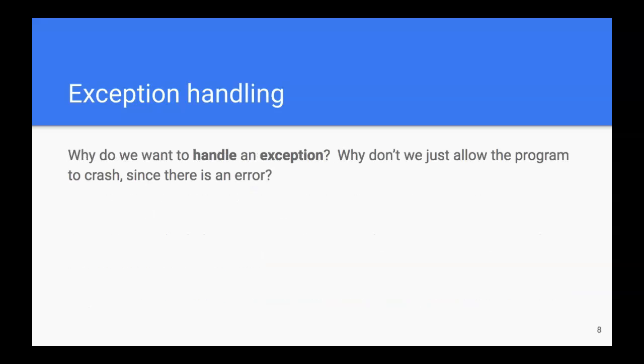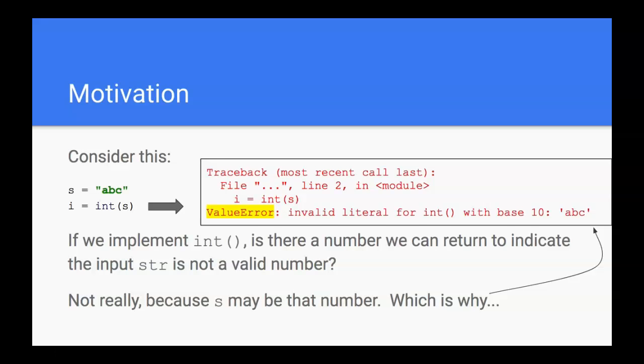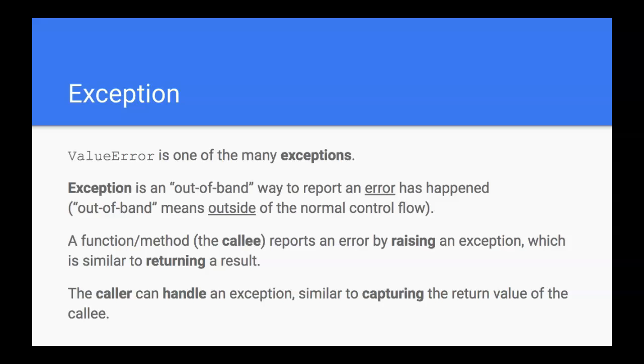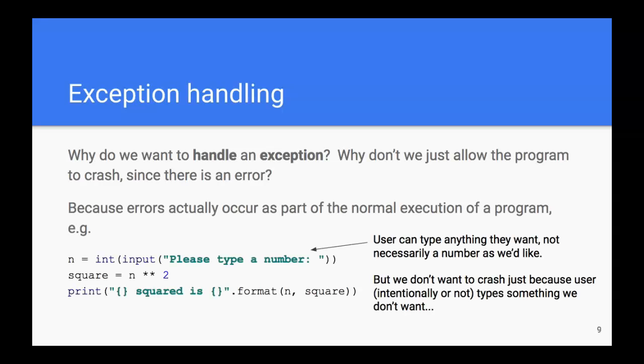Okay, so let's see. Well, actually, before we even do that, there's still the question of, since something went wrong here, why don't we just allow the program to crash? Why do we have to handle it when something goes wrong? We just want things to go right all the time. Well, things don't go right all the time. And actually, errors can happen as part of a normal program execution, right?